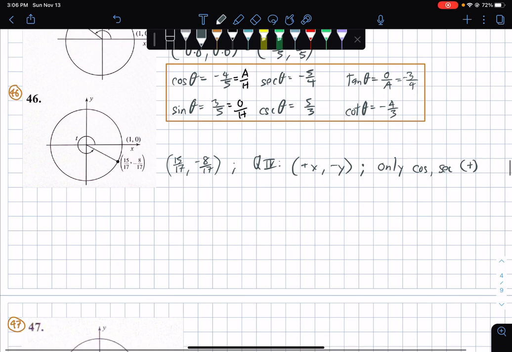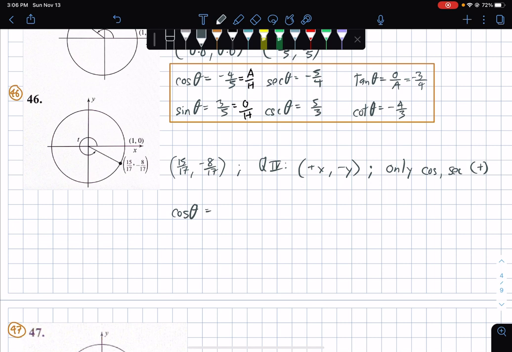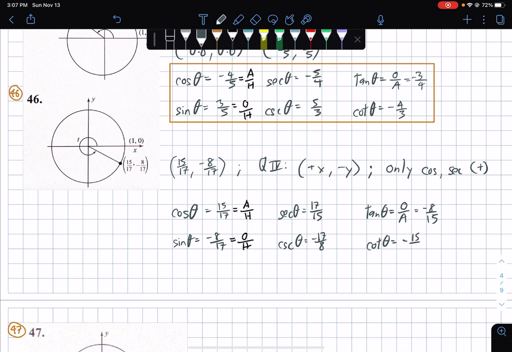So, with that in mind, you could say that cosine theta is equal to 15 over 17, sine theta is equal to negative 8 over 17. Cosine theta is A over H, sine theta is O over H. Secant theta is equal to 17 over 15, cosecant theta is equal to negative 17 over 8. For tangent, it's equal to O over A, which is equal to negative 8 over 15. And for cotangent, it's negative 15 over 8. Alright, that's it for number 46.